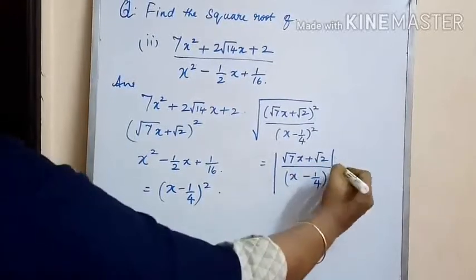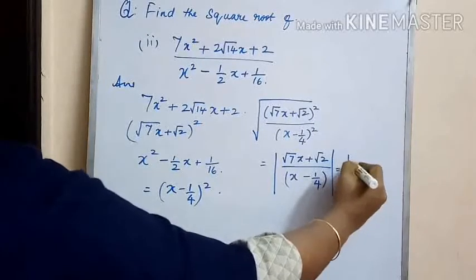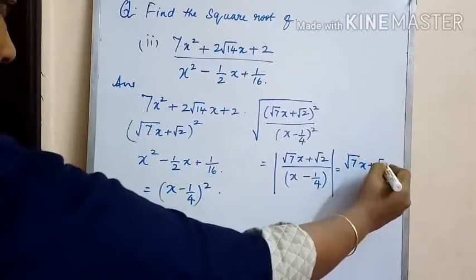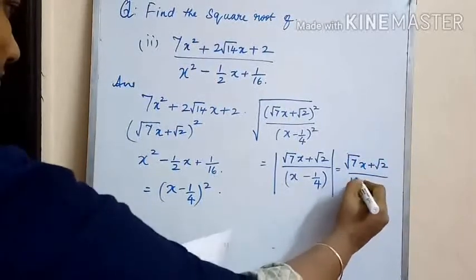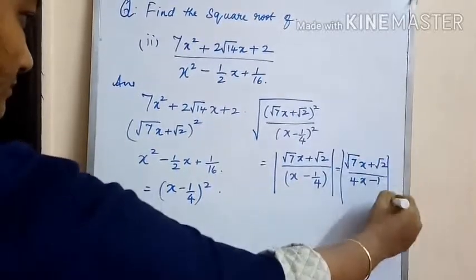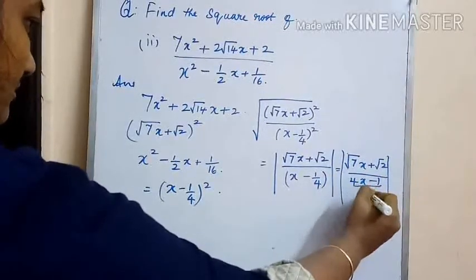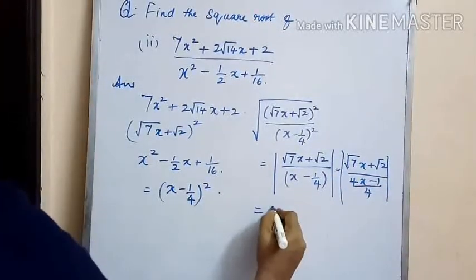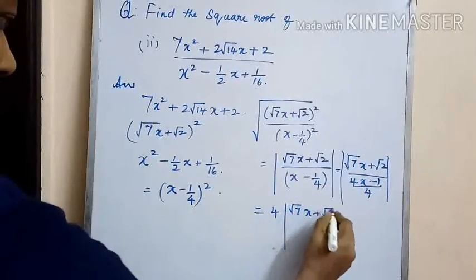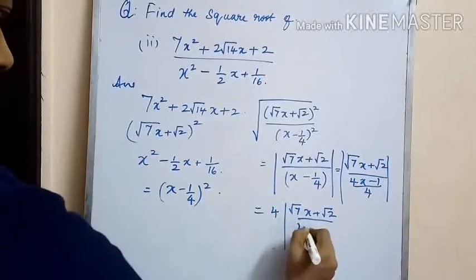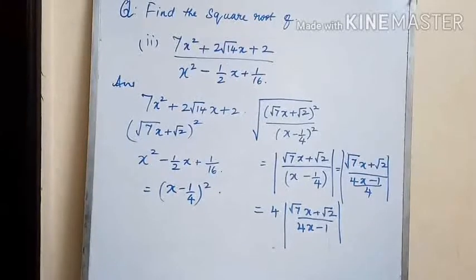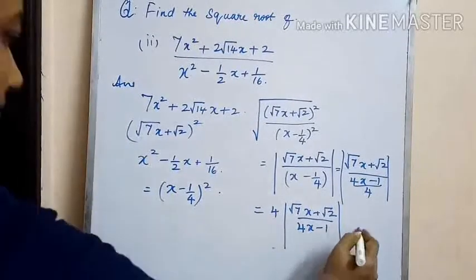Now here we have to take the LCM. So root 7x plus root 2 divided by 4x minus 1 by 4 within modulus. Now the denominator of denominator, we have 4 which can be brought to the numerator. So 4 of modulus of root 7x plus root 2 by 4x minus 1 is the answer.